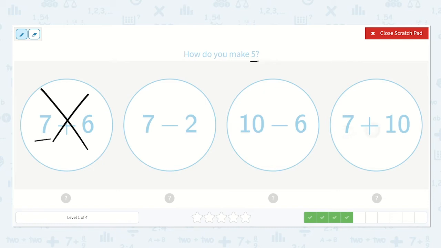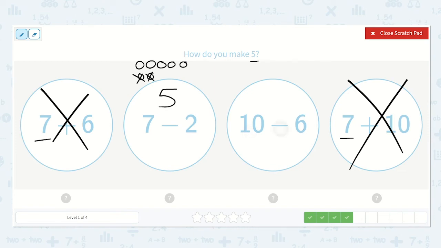Here we have 7 plus 10. Well, 7 is already greater than 5, and then we are adding to it, so we know the answer will be much greater. So it is not that one. Let's start with 7 minus 2. 1, 2, 3, 4, 5, 6, 7, and then we subtract 2. 1, 2. We are left with 1, 2, 3, 4, 5.